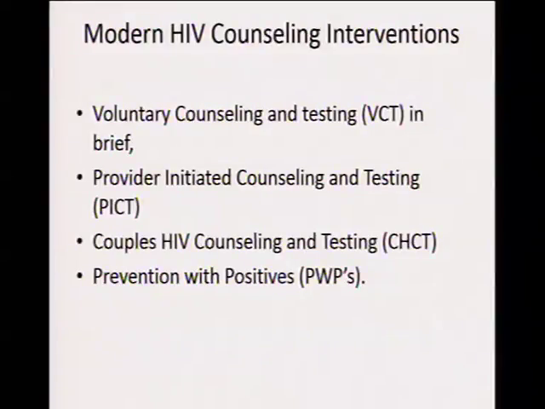There are other modern counseling interventions that you can also apply. There are four currently, so I'm quickly going to go through them. The first one is voluntary counseling and testing, where a client comes in voluntarily for testing, and before the testing the client will get counseling, and then after the test, when the results are given, the client will also get counseling. Those are modern practices which are applied today.